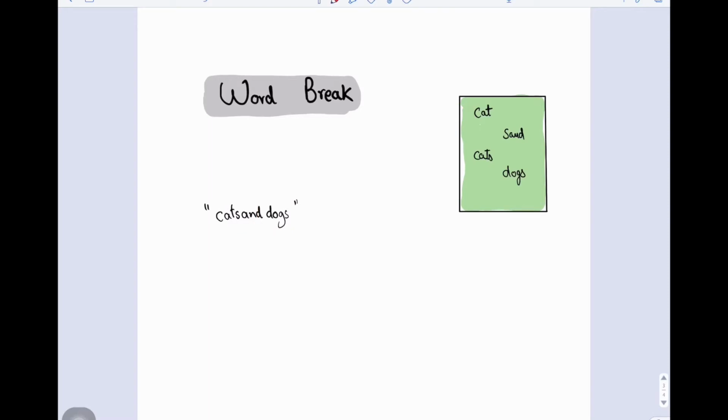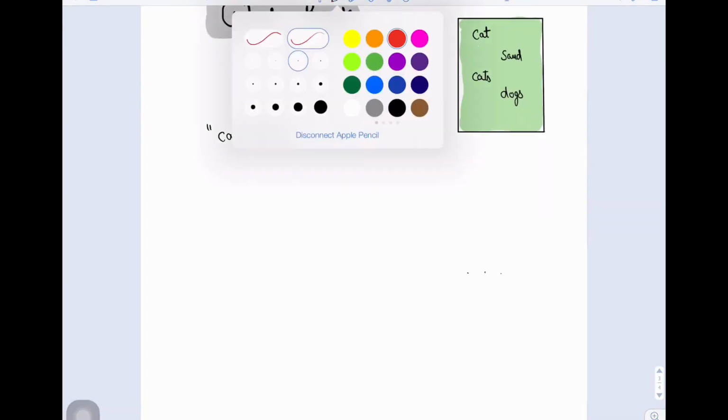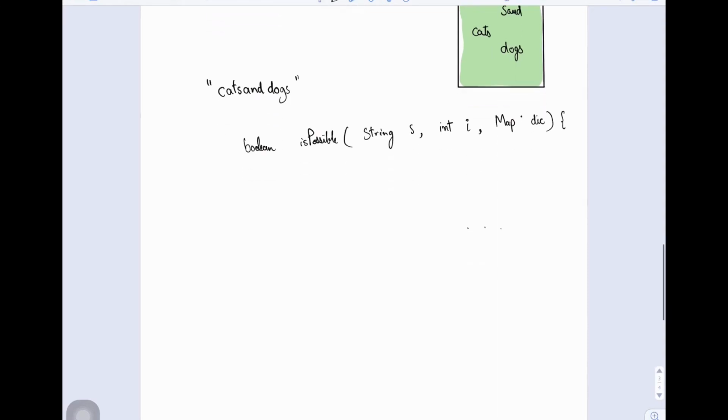So let's quickly write down the algorithm. So boolean is possible. String s, we will need an index i, and then we'll need our dictionary. Okay, so what will be our base case? So we'll directly check if dictionary dot get the string, if it's present, then we directly return true, right?